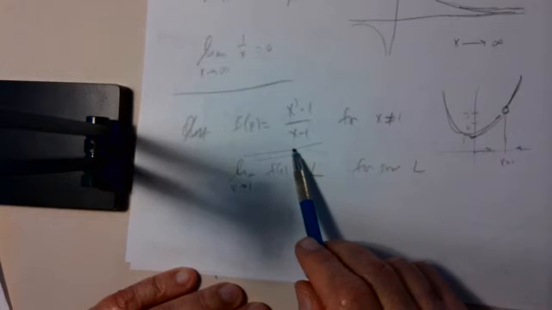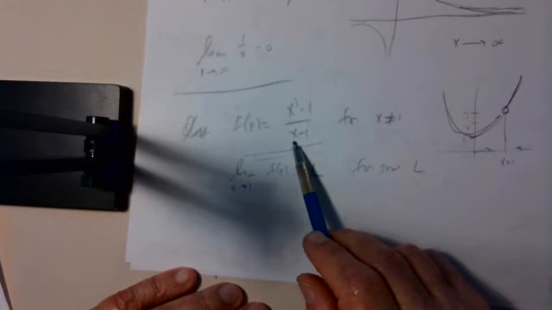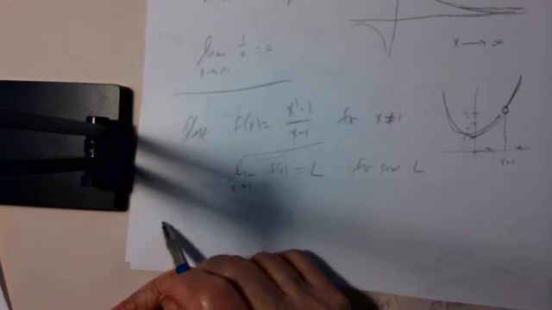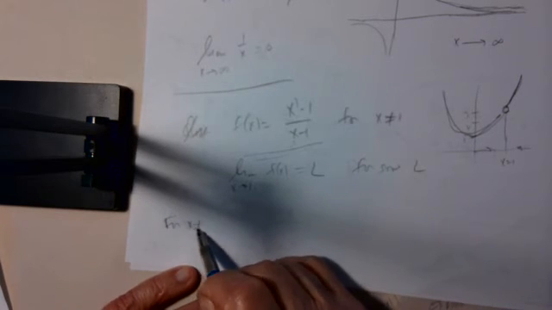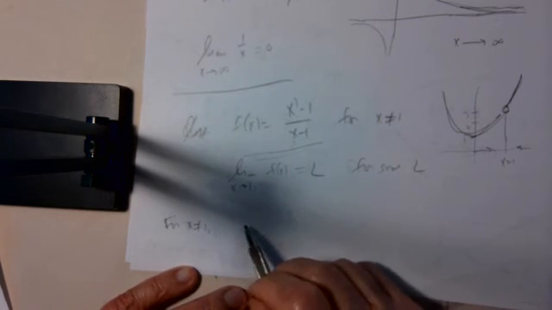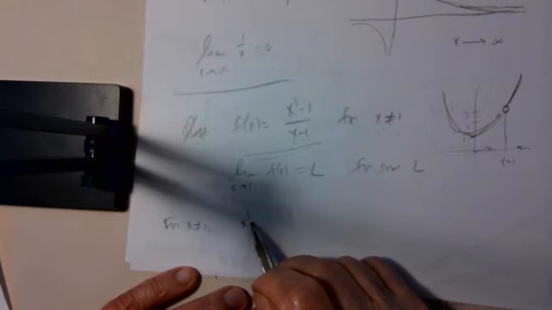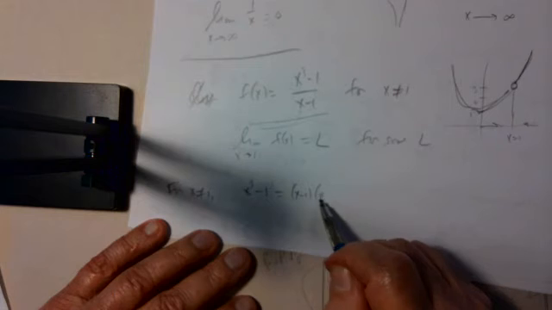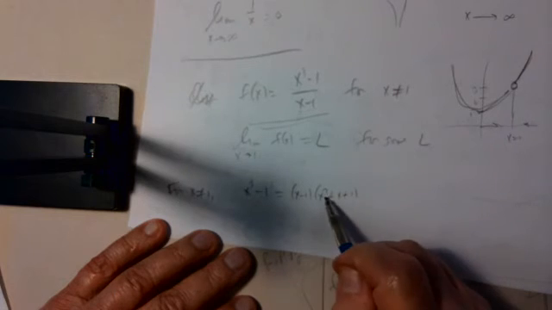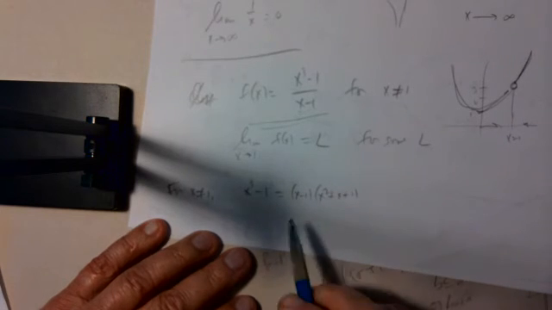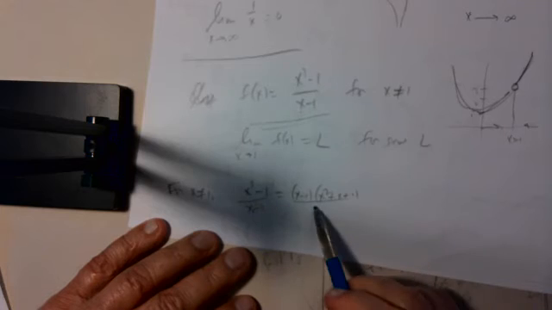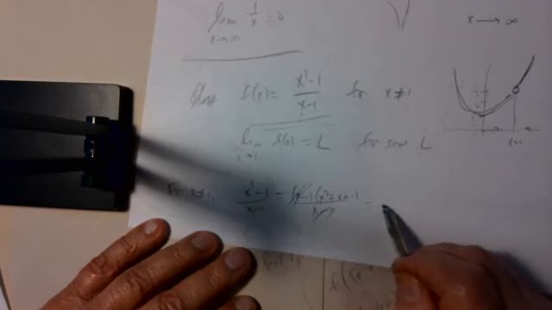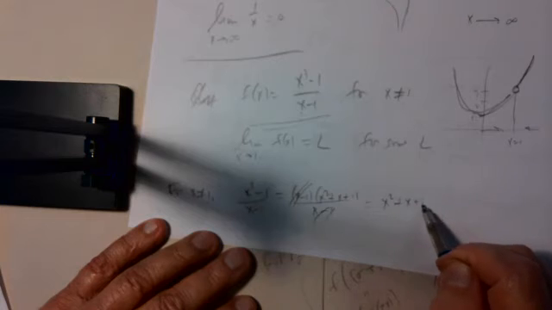Because the way this function is written, you can't divide by 0, so x can't be equal to 1. On the other hand, you can factor. So for x different from 1, or for any x, you can actually factor x cubed minus 1. This is equal to x minus 1 times x squared plus x plus 1. So if you divide both sides by x minus 1, the x minus 1s on the right cancel, and this is just x squared plus x plus 1.